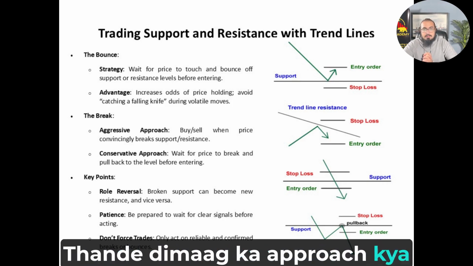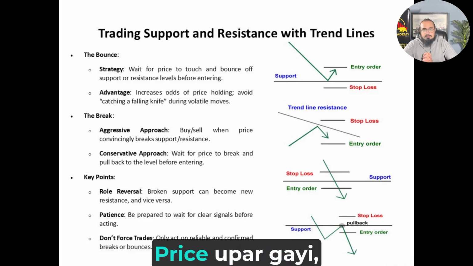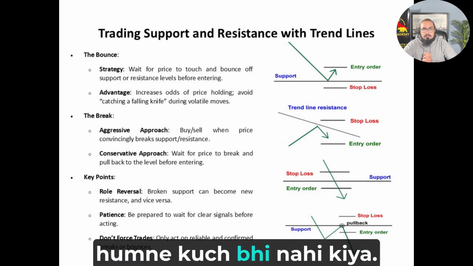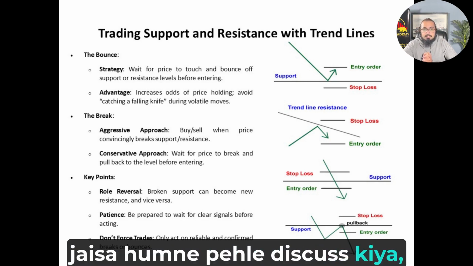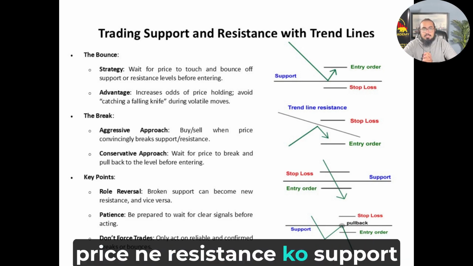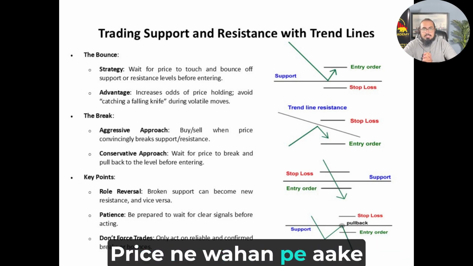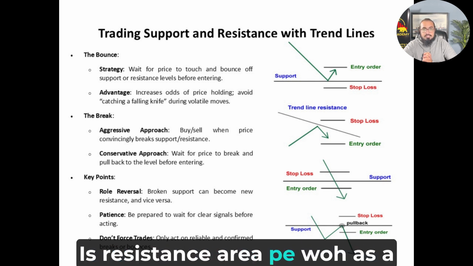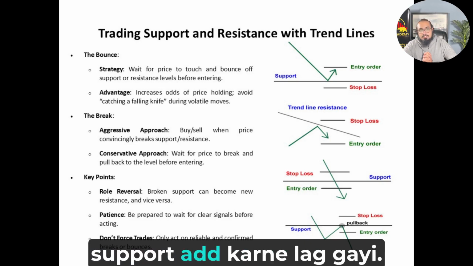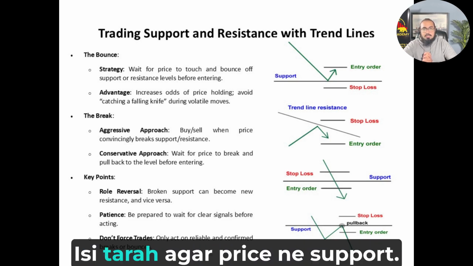What is it? The resistance broke. We did nothing. As price went up, we did nothing. The price came back. As we discussed earlier, the price started turning resistance into support. The price started consolidating there. It began adding support at the resistance area. What will we do? We will buy.